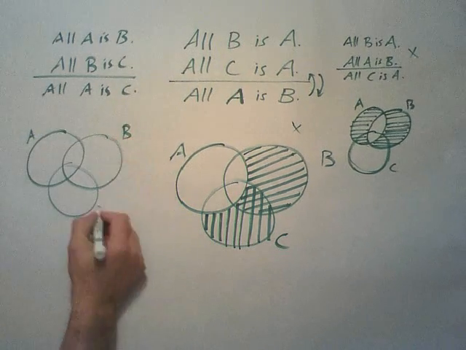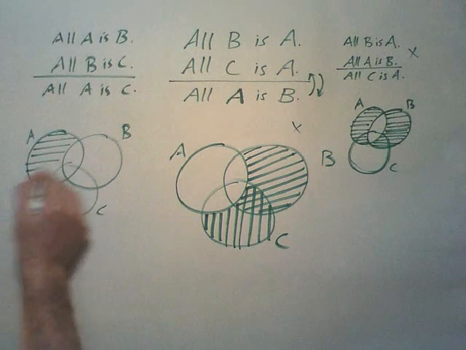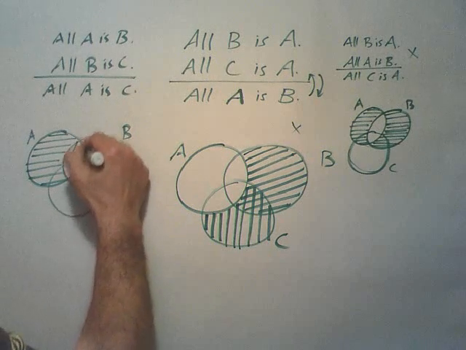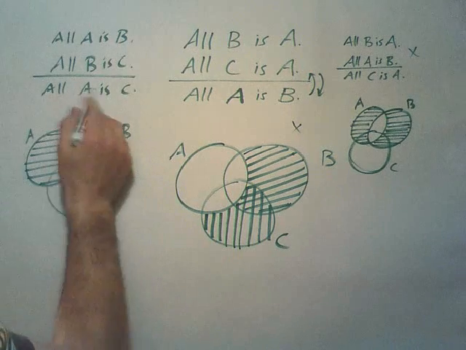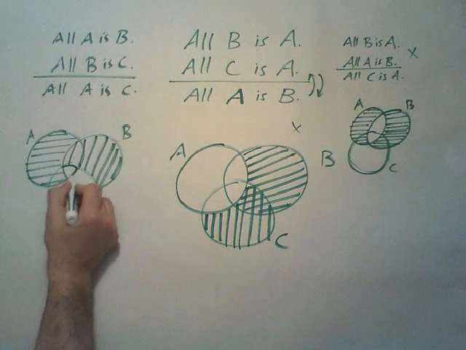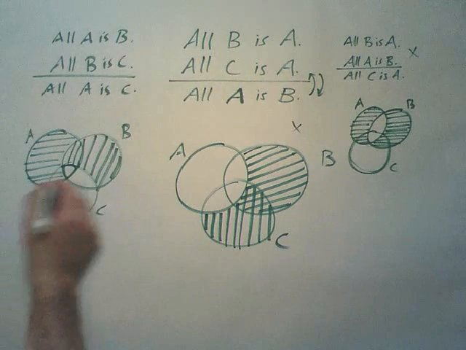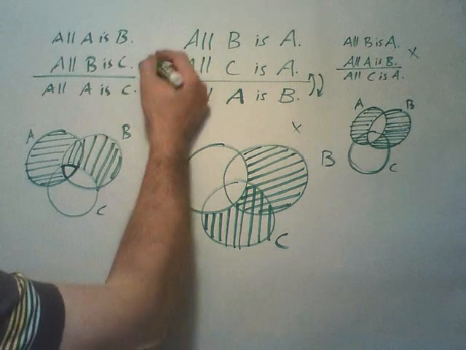A, B, C. All A is B, so that has to be like this. All B is C, so I have to cross this out. Now, all A, here's the only thing that's left of A, see? That was crossed out. This is the only open spot of A. Is that all within the C? Yes, so this is valid.